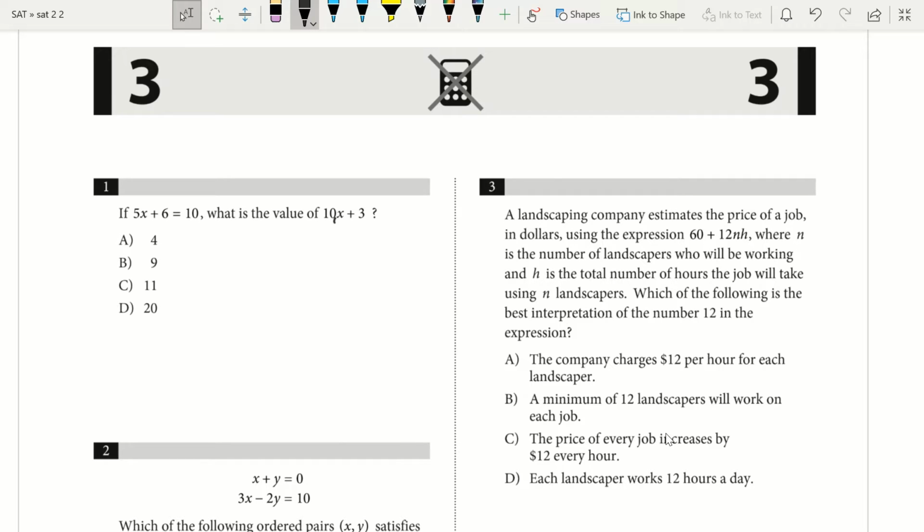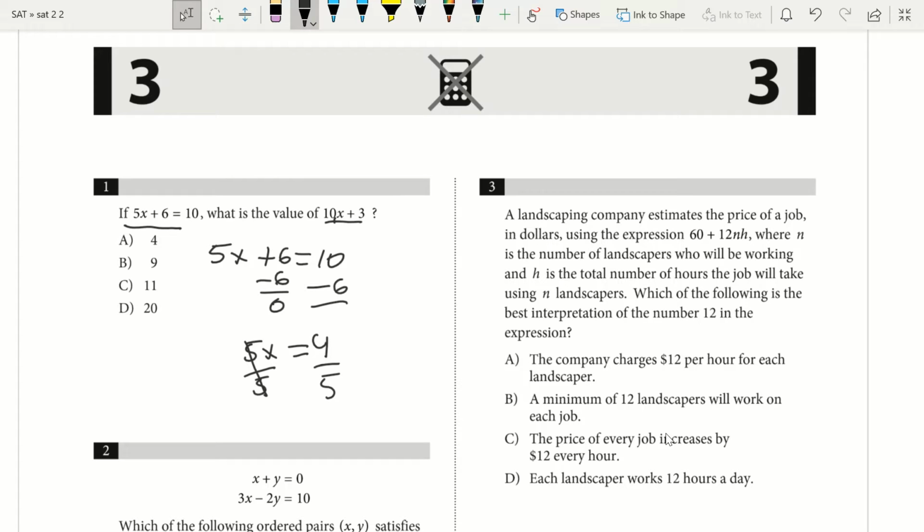Now let's get started. If 5x plus 6 equals 10, what is the value of 10x plus 3? Well, in order to solve for 10x plus 3, we have to first solve for x. So we will go ahead and start with 5x plus 6 equals 10. We'll subtract 6 from both sides to isolate x. We are left with 4 equals 5x. We'll divide by 5 to both sides to isolate x. And we get x equals 4/5.